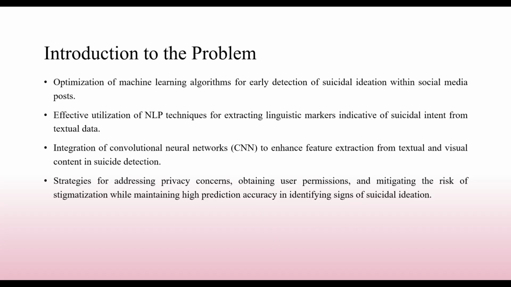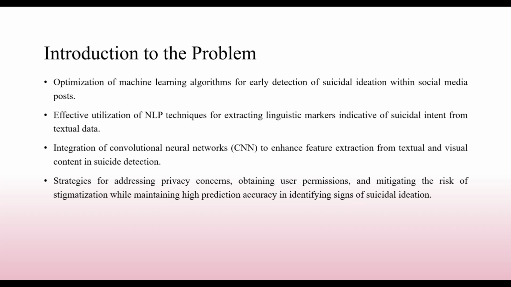So initially, let's discuss the identified problem. By doing a thorough literature review, I have identified a few problems related to this suicide early prediction system based on social media. In this case, I took Facebook as the social media. The identified issues are the optimization of machine learning algorithms for early detection of suicidal ideation within social media posts. Here, I am going to identify the suicidal ideation of the comments in Facebook posts.